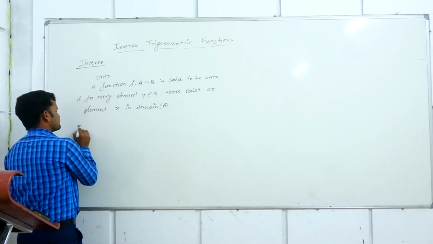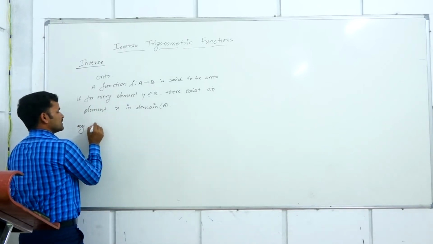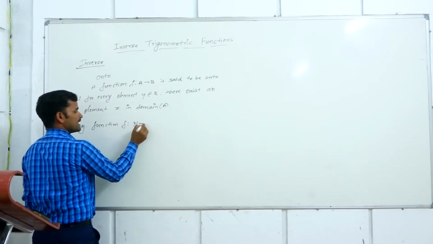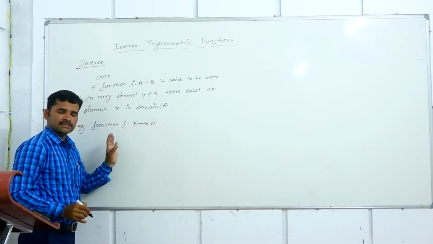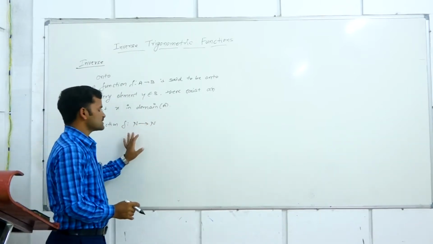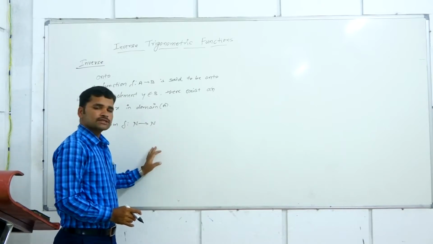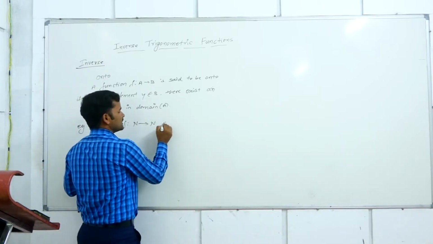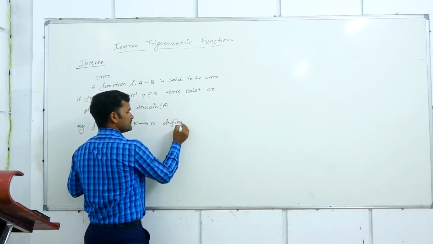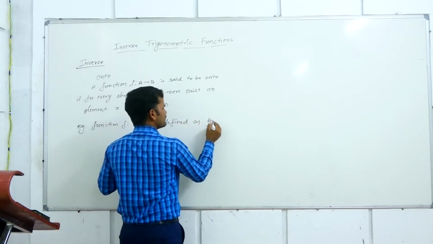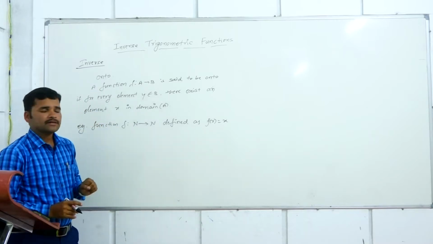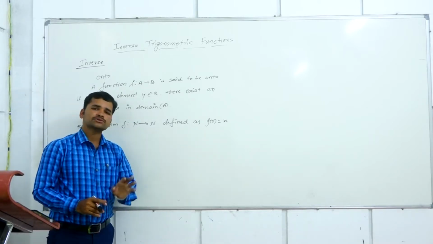Let me take an example of a function f. It maps from n to n, meaning natural numbers to natural numbers. Natural number is the domain and natural number is the codomain here. A function f maps from n to n, defined as f of x is equal to x. I want to identify whether this given function is onto or not.